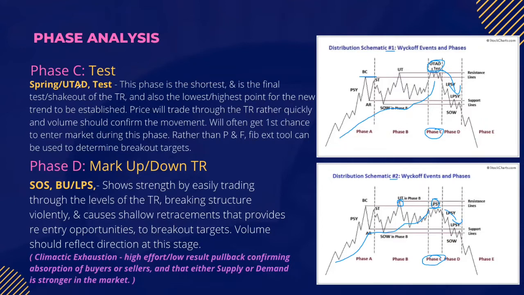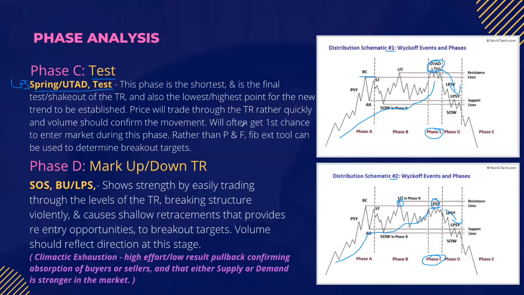Okay, so phase C is our testing phase. You usually get a spring, UTAD, or just a test. And this phase should also have an LPS added to it, because it's not always a spring. This phase is usually the shortest. It's the final shakeout of the trading range. It's also the lowest or the highest point for the new trend to be established, and price will trade through the trading range rather quickly after phase C, and volume should confirm that movement.